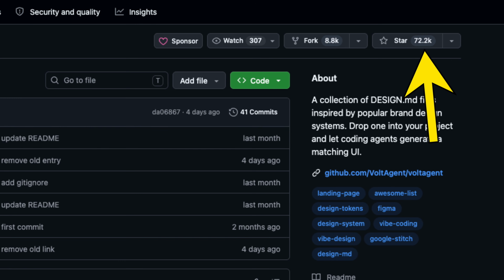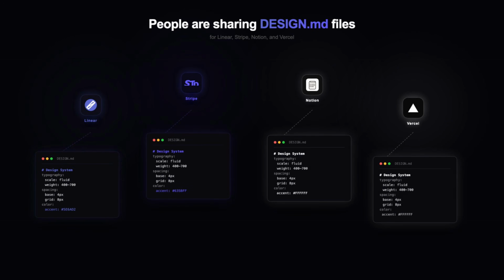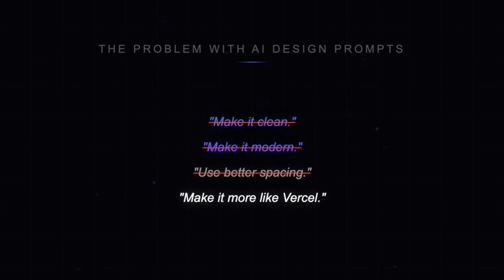And this is why it's blown up in just 2 weeks and devs are paying attention. The community repo is now over 70,000 stars, right? That's super fast. People are sharing DESIGN.md files for Linear, Stripe, Notion, and Vercel, and the reason behind it is simple. Nobody wants to keep typing, make it clean. Make it modern, use better spacing, make it more like this website. Come on, that gets old so fast.